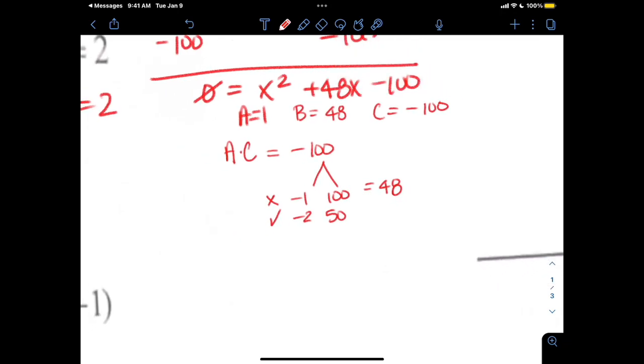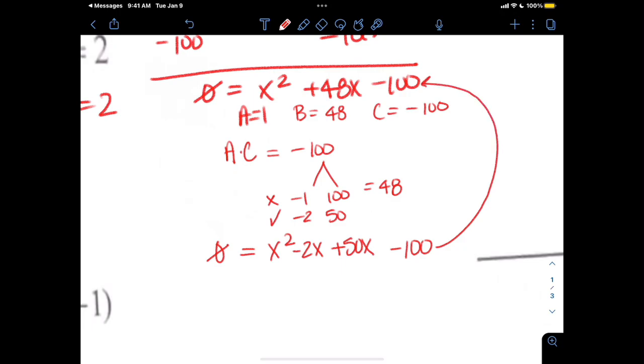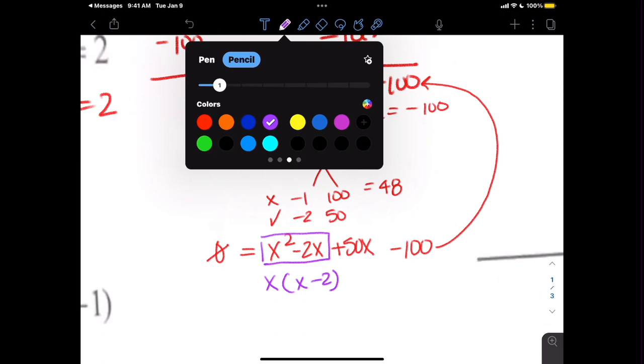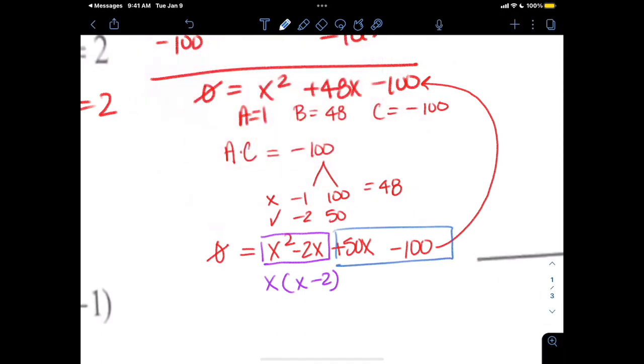Now I'm going to take this equation and copy down everything except the middle one. I'm going to split the middle one into these two numbers. Notice that this stays exactly the same because positive 50 minus 2x is going to give me positive 48. So now I'm going to factor just the beginning. I see they have an x in common. Now I'm going to factor just the second two. I see that they both have a 50 in common.